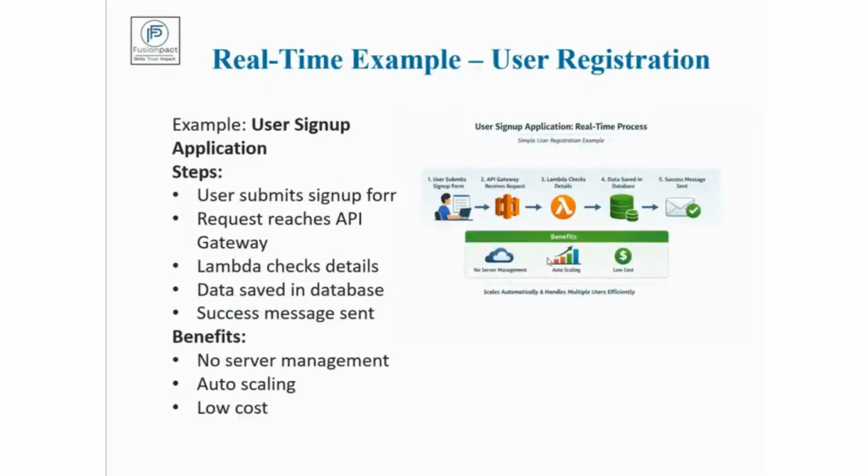Let's understand this using a real-time example, a user sign-up application. A user fills in a sign-up form and clicks the submit button. The request goes to the API Gateway, which triggers the Lambda function. Lambda checks the user details and saves them in a database. Finally, it sends a message, either failure or success.